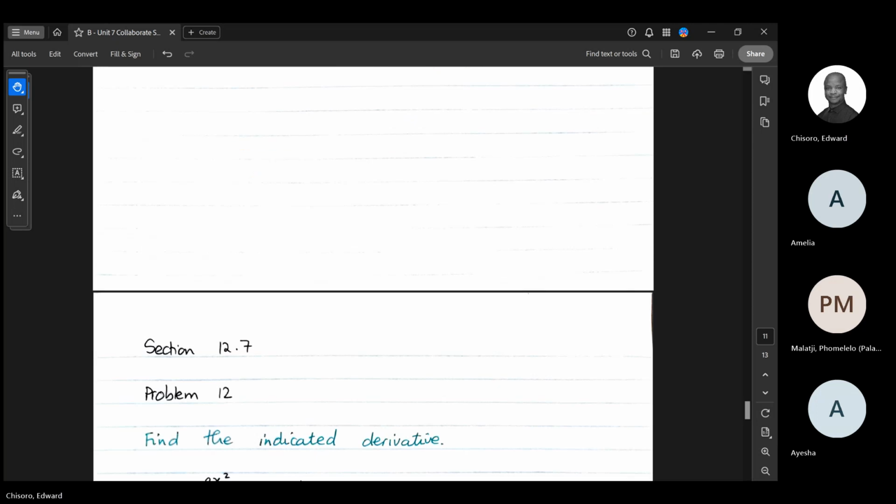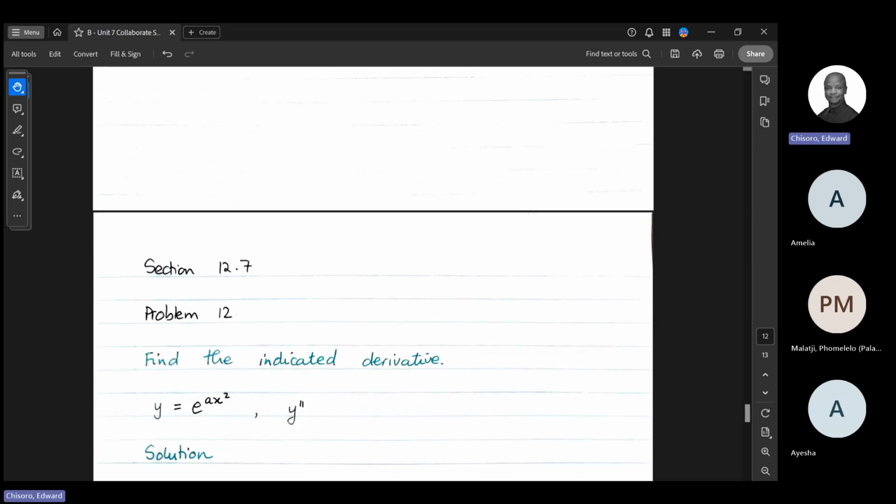Then if we go and calculate the second derivative, in this case, we just have an exponential function, and we need to differentiate this twice.